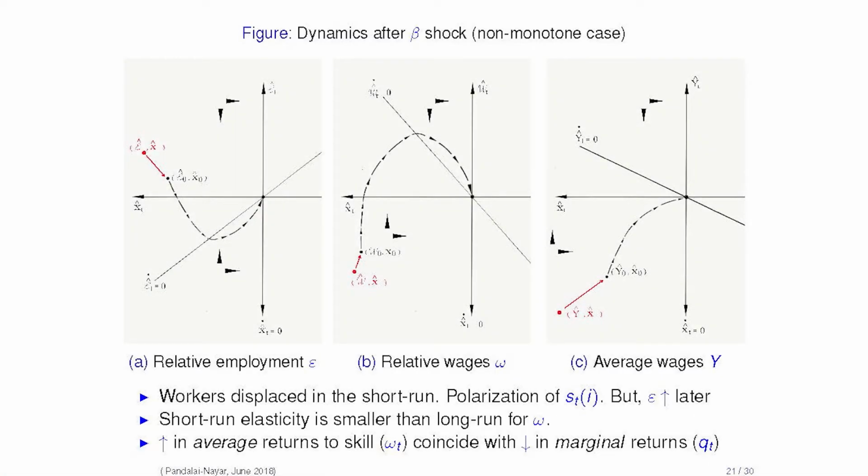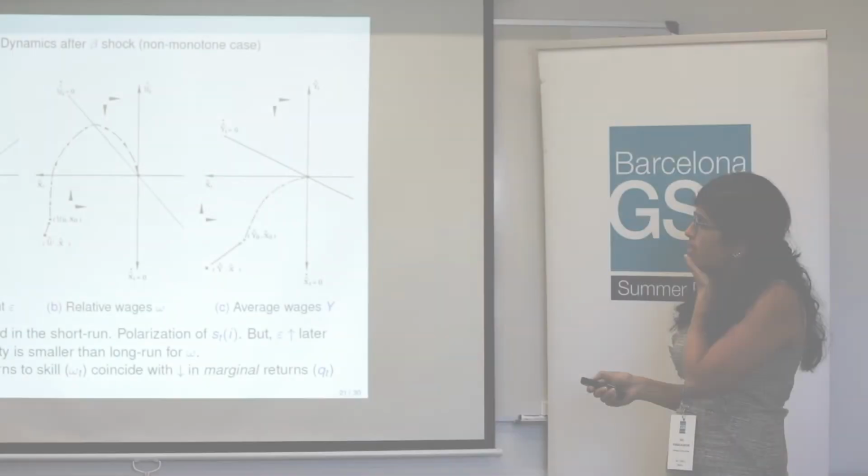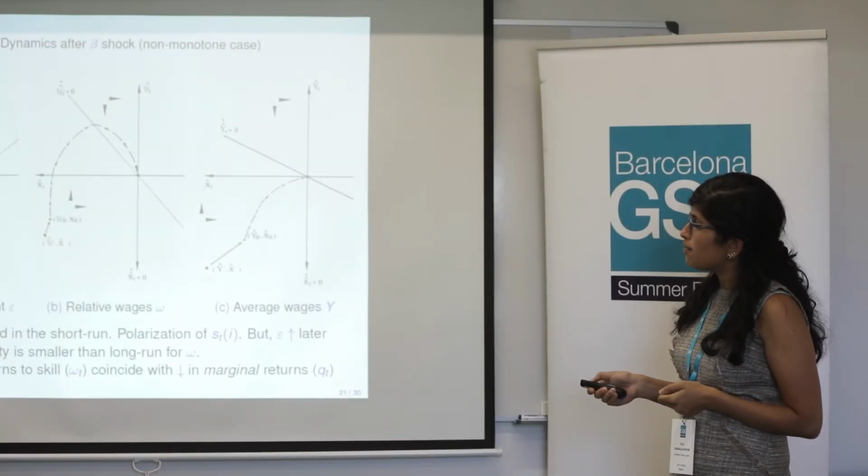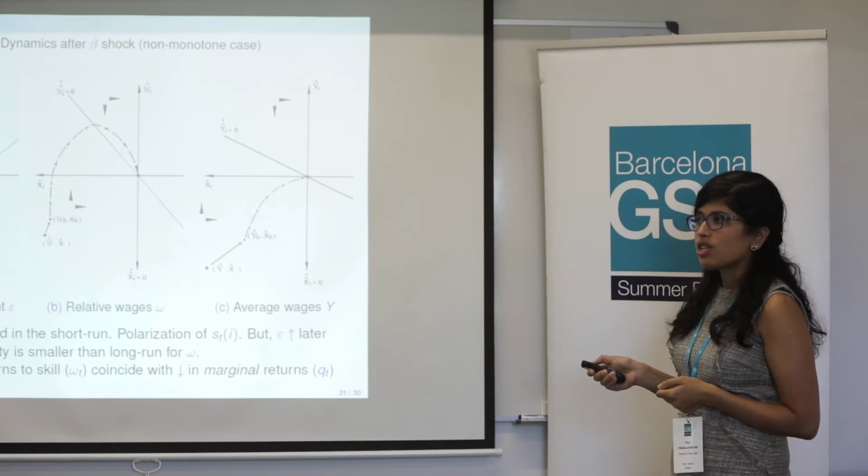It turns out that with this type of shock, there are parameterizations of the model where you can get non-monotone convergence to steady state. I'm going to show you an example of this. In this case, relative employment keeps falling, and then eventually goes back up to steady state.